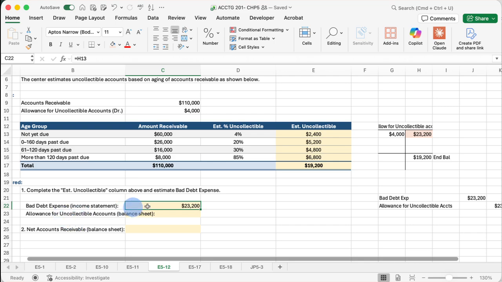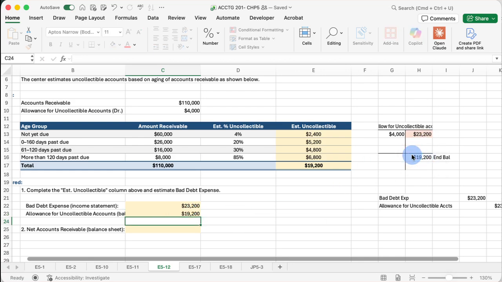The second question is, what is the balance that we're reporting on the balance sheet? That's our ending balance of 19,200, so we'll cell reference this. And then the last part of the question is, what is our net accounts receivable that we're reporting on the balance sheet? That is the total accounts receivable minus this allowance for uncollectible accounts. And so 90,800 is the net accounts receivable.